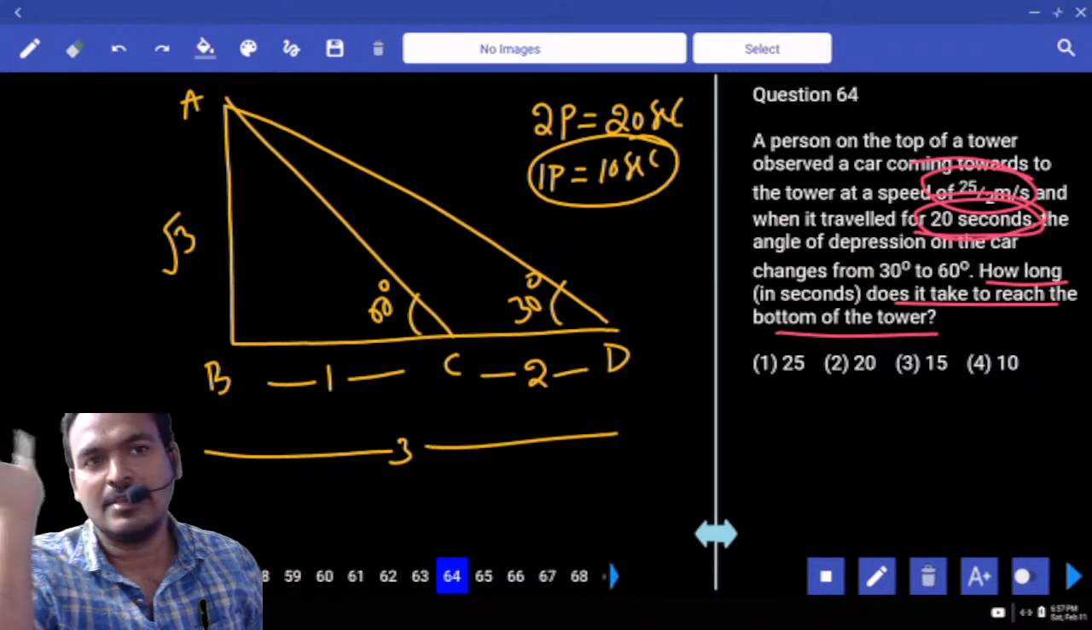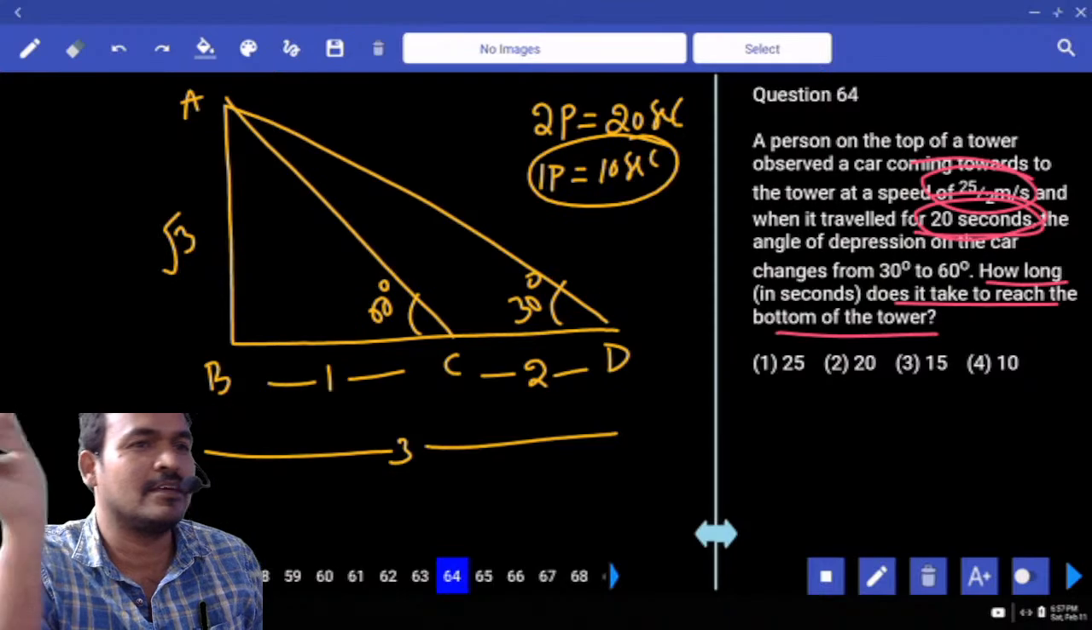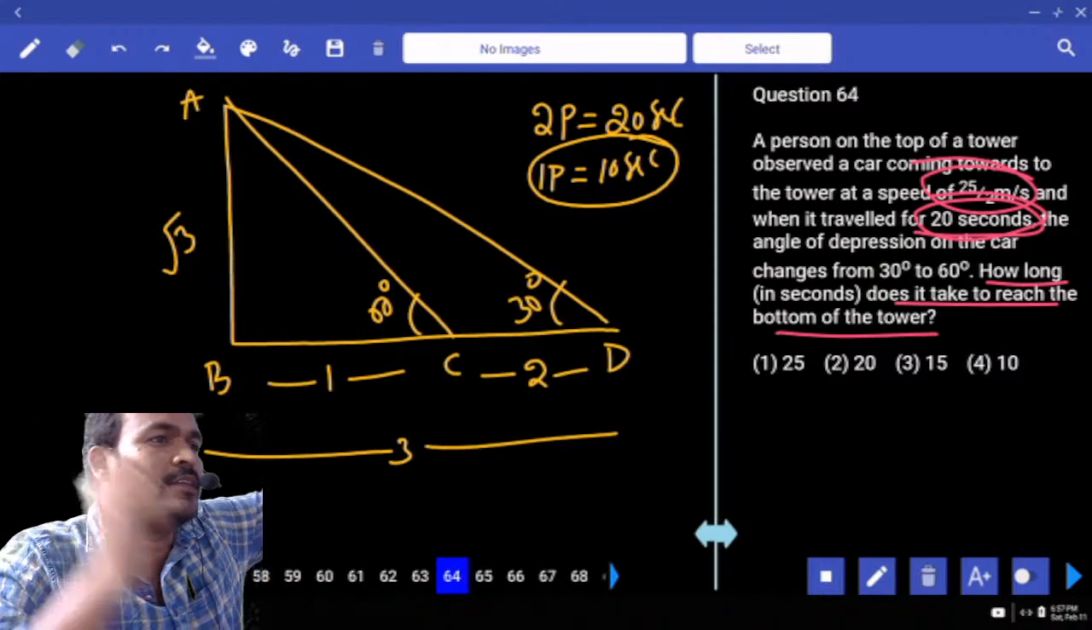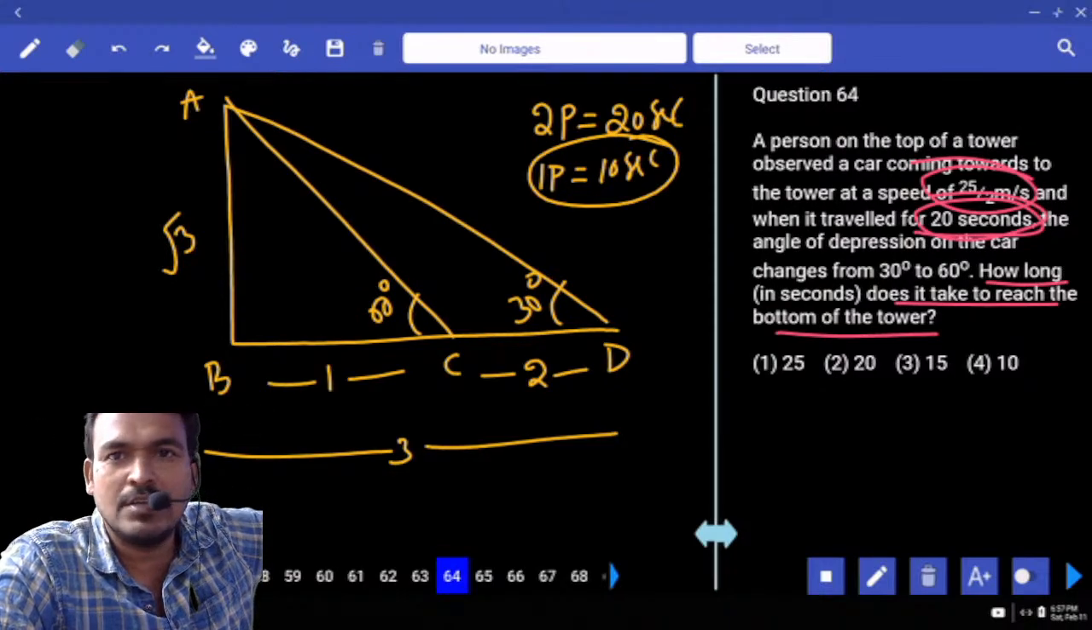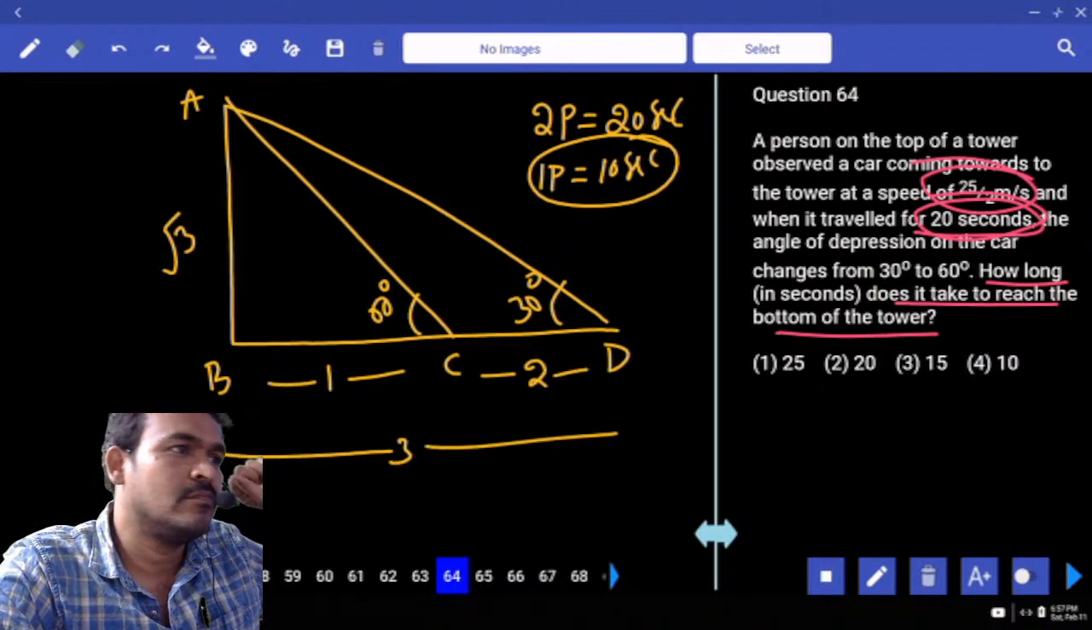Okay, that is normal procedure. If you know the 30 and 60 directly, we write the sides ratio. What is the sides ratio? √3:1:2.